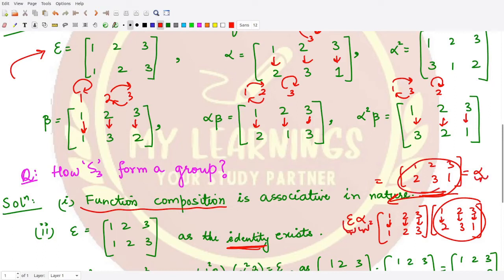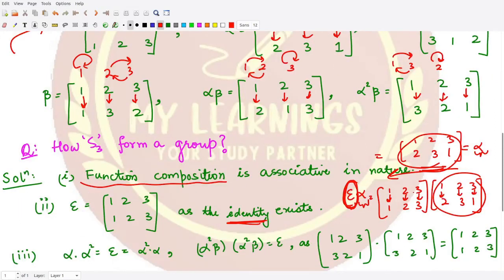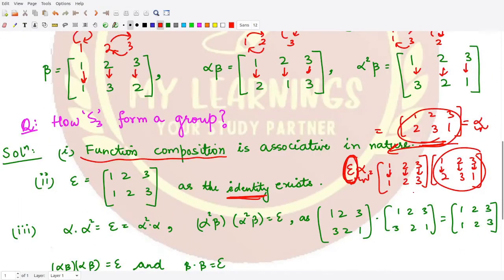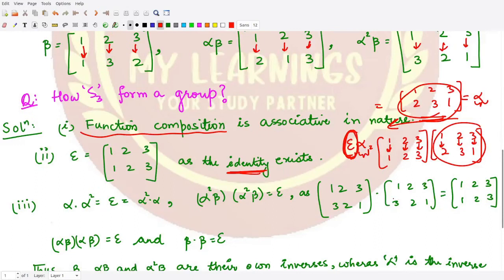So this epsilon acts as the identity of the group. So the second point is done. The identity exists and it is present within the group. Now next, for the third point, let's see the inverses. So we have to check the inverses for each and every element.